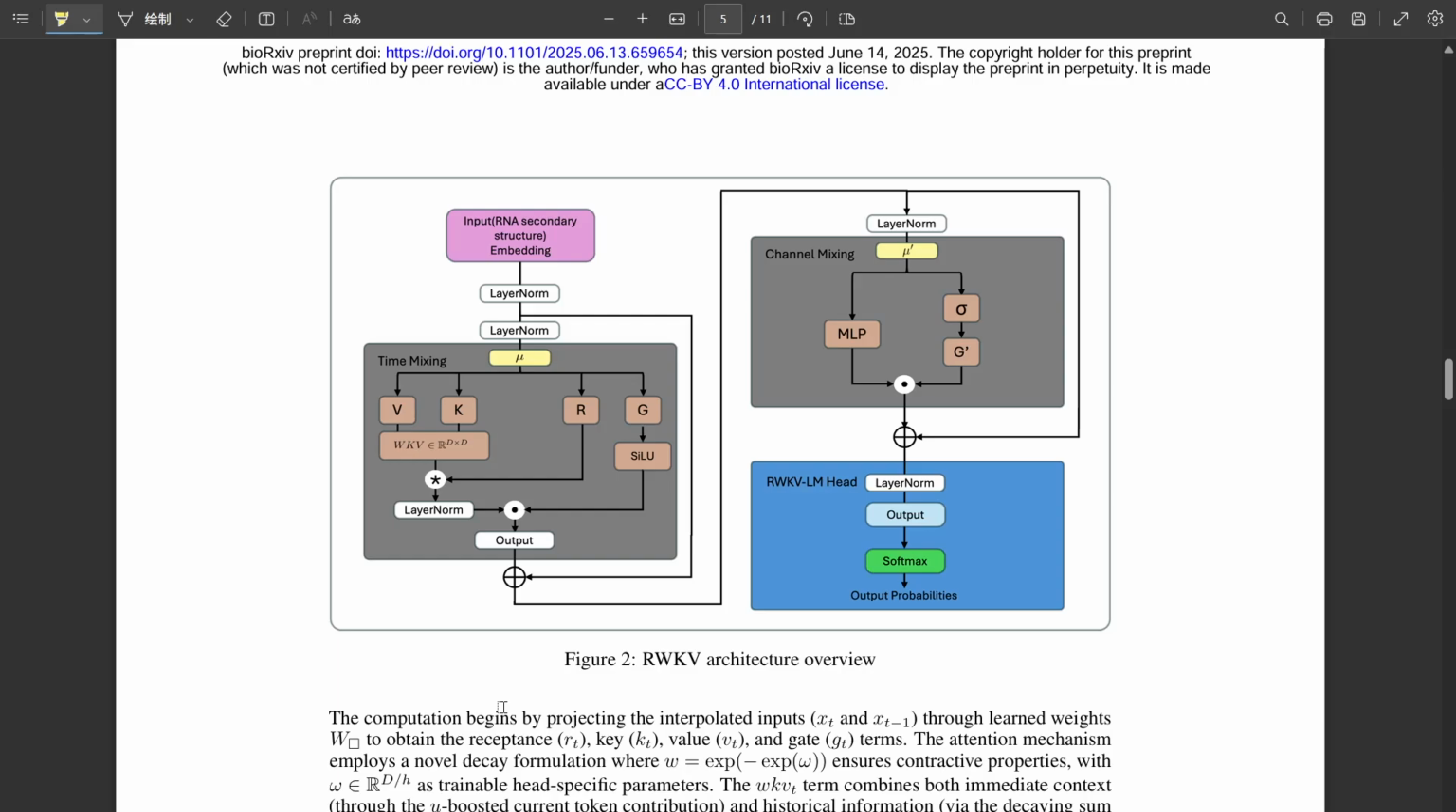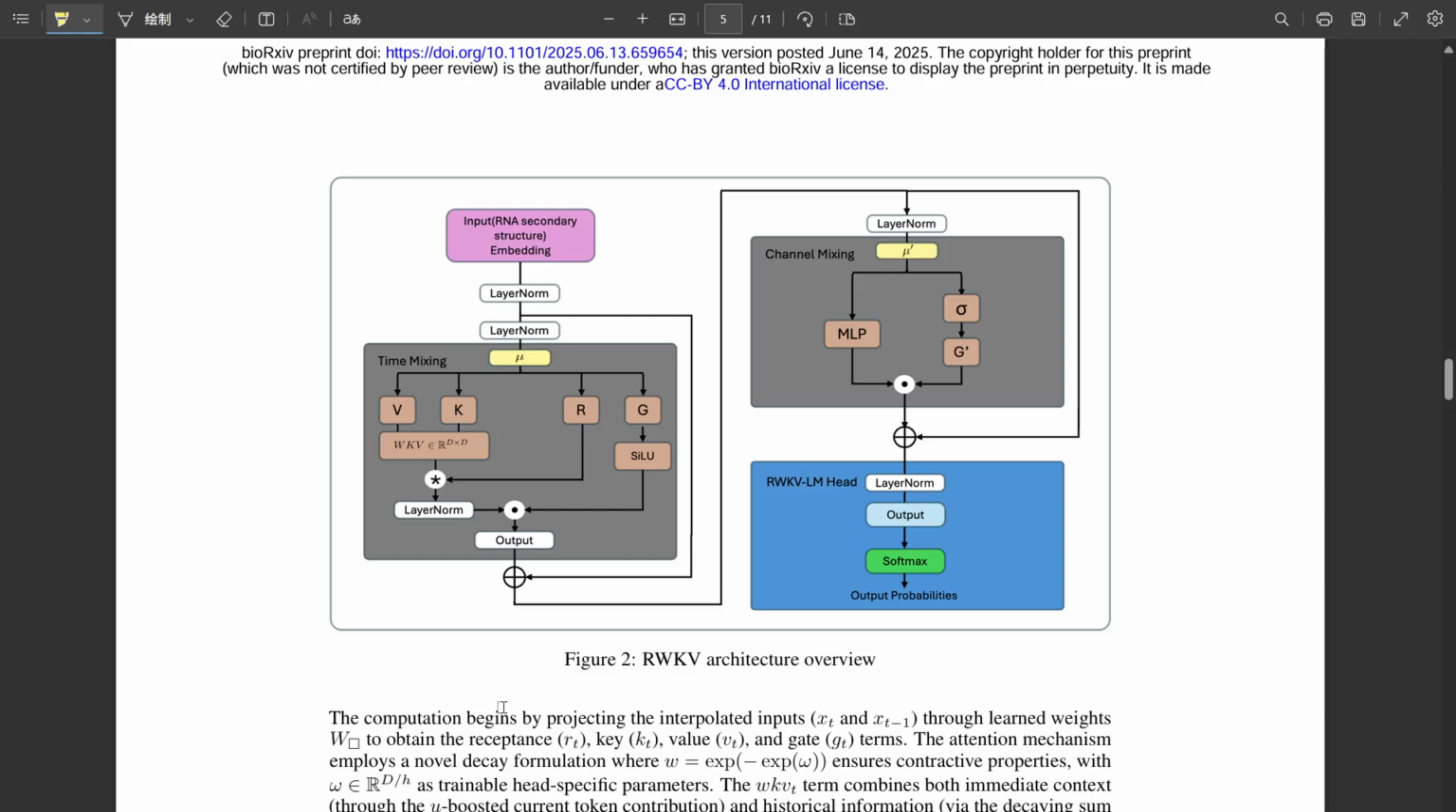Exactly. It processes information sequentially, integrating both immediate context and historical information through a clever recurrent mechanism. It uses this novel decay formulation, basically an elegant math trick, to ensure that information from the distant past smoothly fades but doesn't just vanish abruptly. So it maintains a stable long-term memory. Precisely, which is crucial for those long-range interactions in RNA.